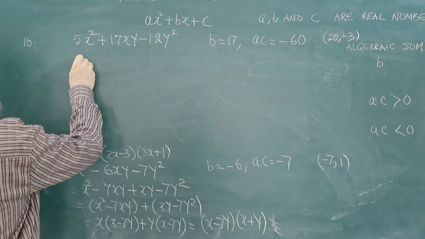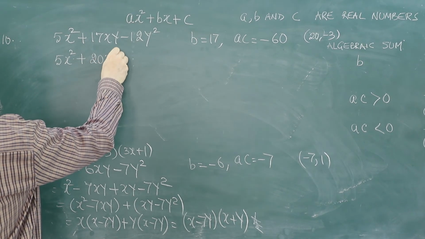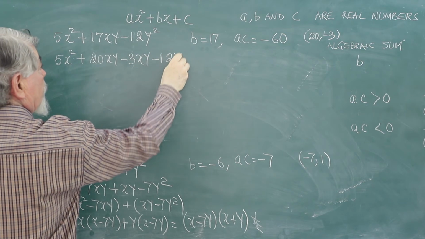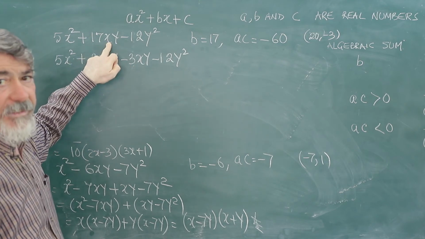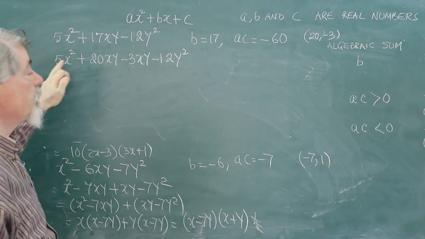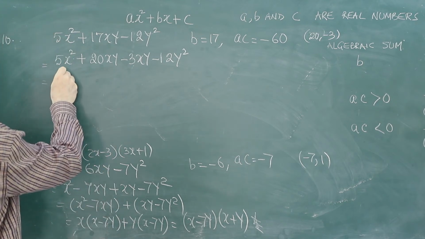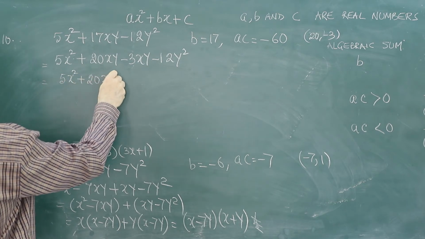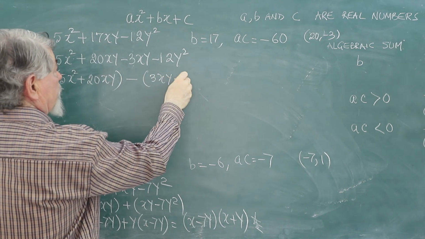So how am I going to write this? 5x squared plus 20xy minus 3xy minus 12y squared. 20xy minus 3xy will be 17xy. And if I multiply 20 into minus 3, I'll get the same as the product of the first and last term. Let us make pairs: 5x squared plus 20xy, and here I'll make pairs minus 3xy minus 12y squared.